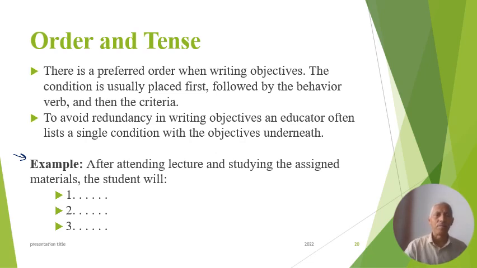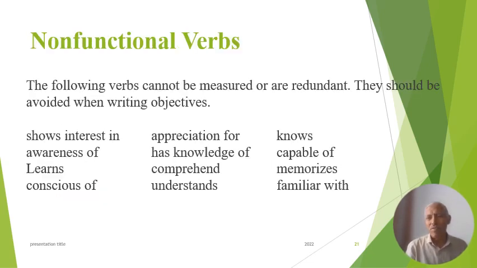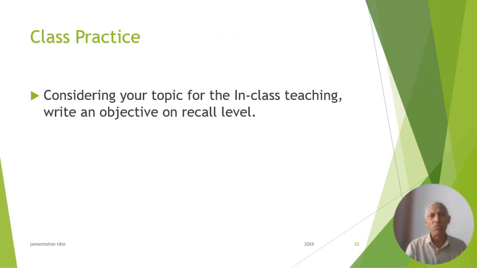the criteria below. Now there are some non-functional verbs you want to avoid, verbs that don't make sense. For example, shows interest in. It's not measurable, so you want to avoid that. Awareness of, they will have an awareness of, it's difficult to measure. Learns, you don't know how much the student has learned. So this is non-functional. Understands, becomes familiar with, knows, is capable of. So these are some verbs that are not very functional, and may not be helpful for you or the students, so you want to avoid those ones.